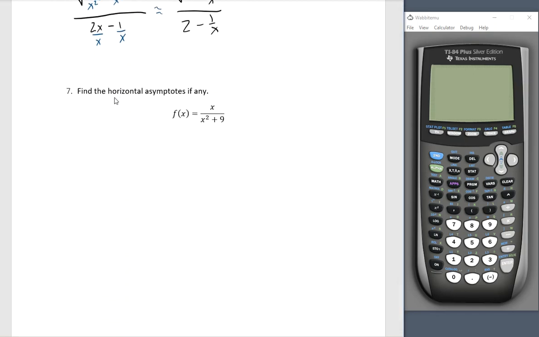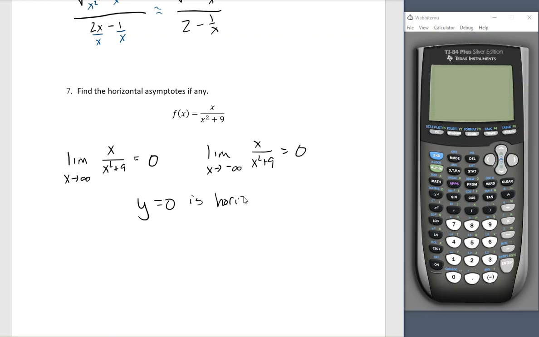So now, if we want to find any horizontal asymptotes, that's actually the goal. We want to find the limit as x approaches infinity of x over x squared plus 9. As x goes to infinity, this goes to 0. And as x approaches negative infinity of x over x squared plus 9, we also get 0. So y equals 0 is the horizontal asymptote.